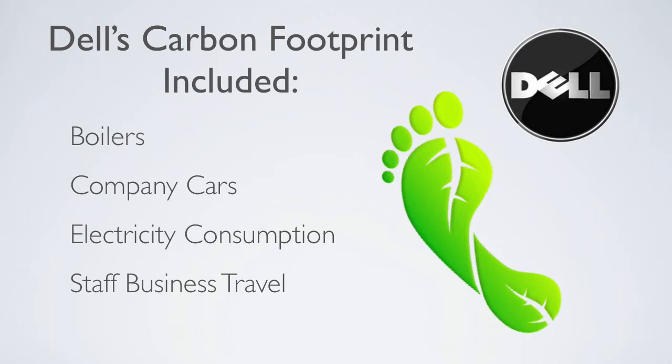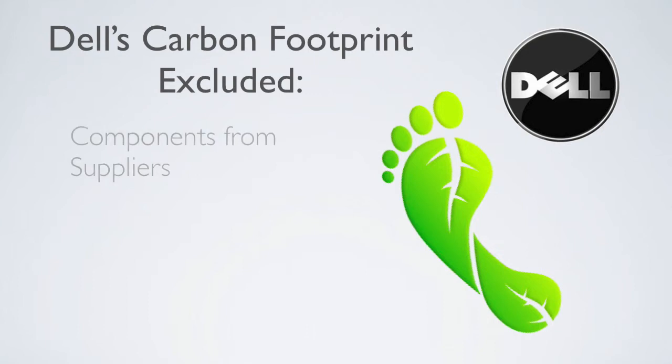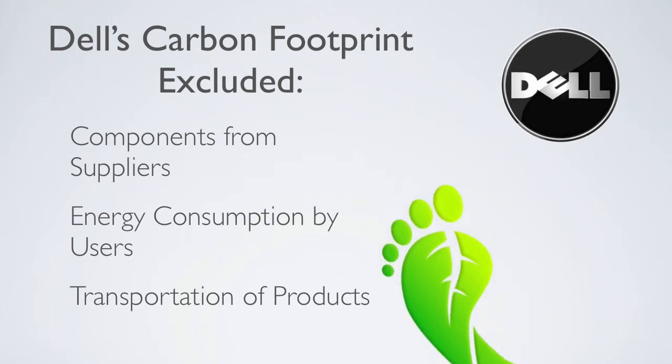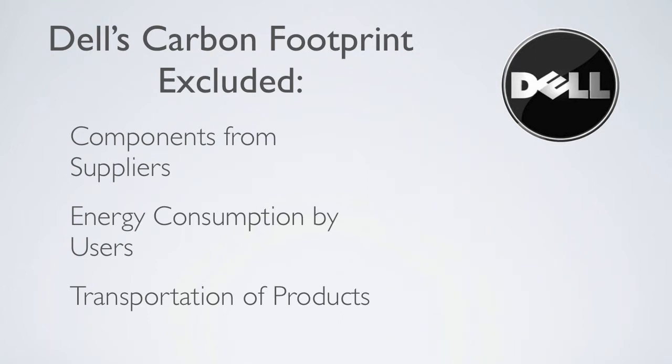In this case, Dell excluded all of the outsourced emissions from the suppliers who manufacture their computer parts, as well as the energy emissions from consumers using the computers, and the emissions resulting from the transportation of the computers and parts. As it turns out, these Scope 3 emissions were far greater than the Scope 1 and 2 emissions that the company reported. Thus, it's not hard to see why the company was criticized for making carbon-neutral claims.